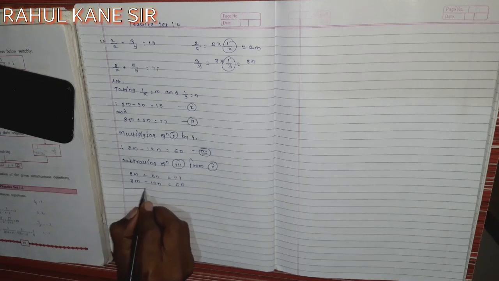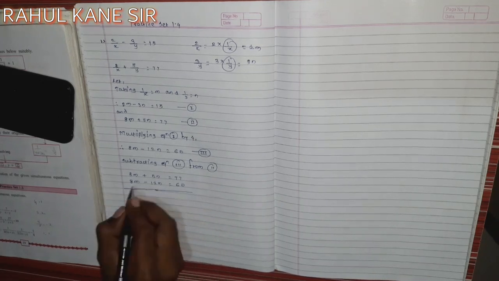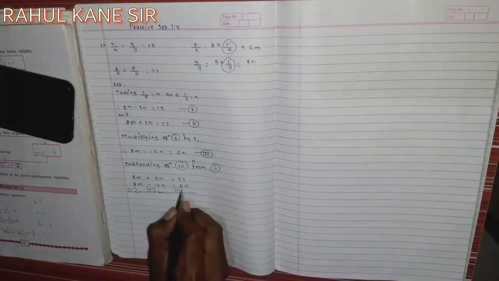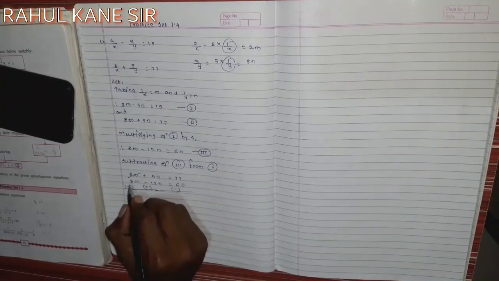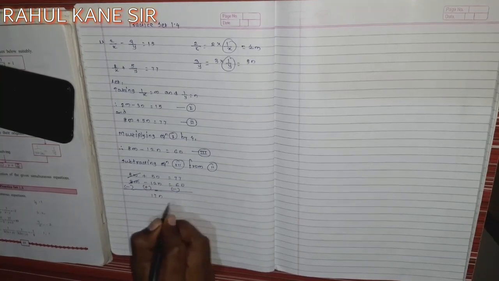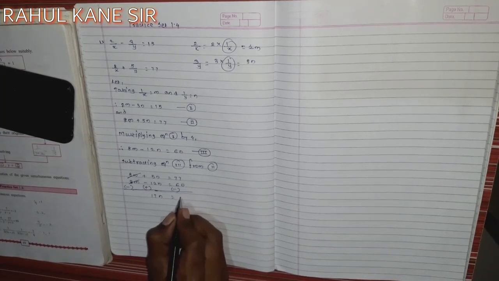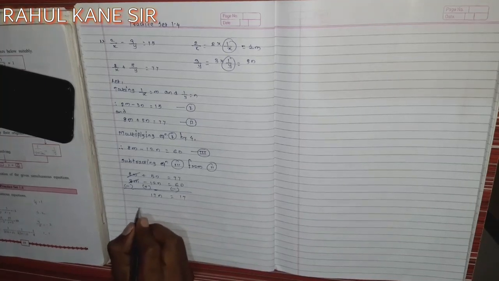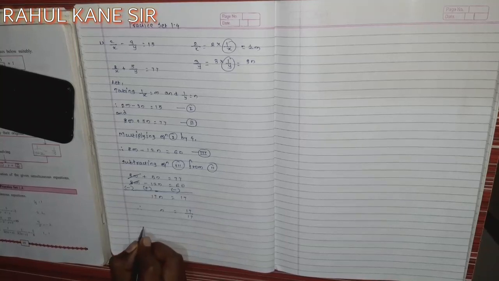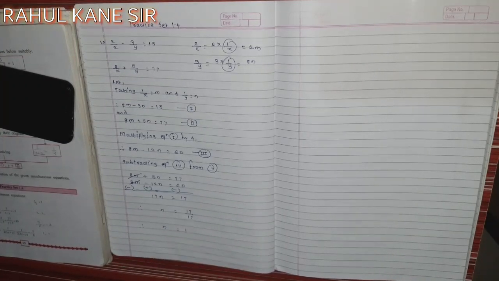What we are doing here? Subtraction. In the subtraction, signs of all the second terms get changed. So 8m minus 8m cancels. Plus 5n plus 12n, 17n equals 77 minus 60, 17. Therefore n equals 17 by 17. Therefore n equals 1.